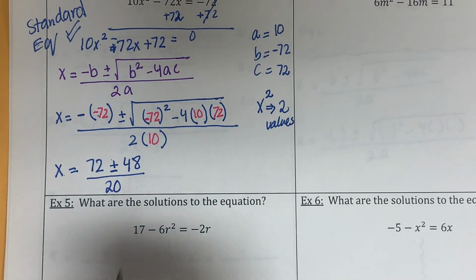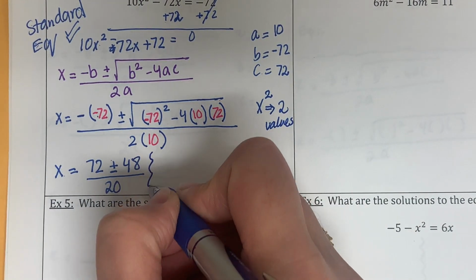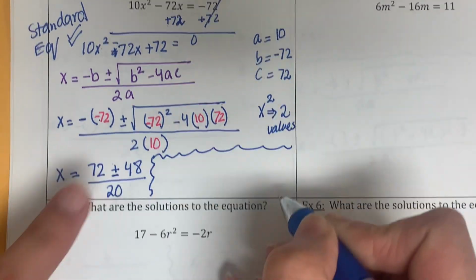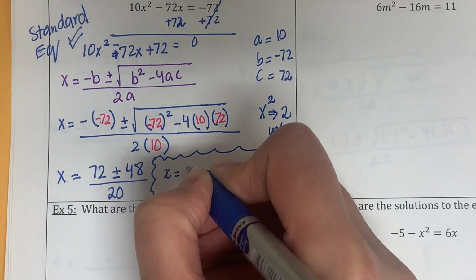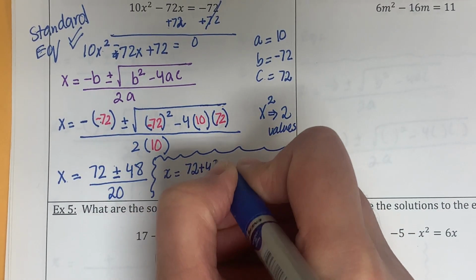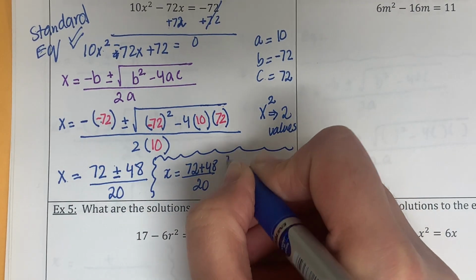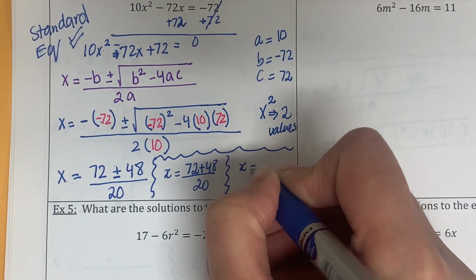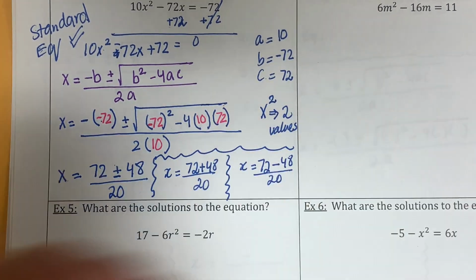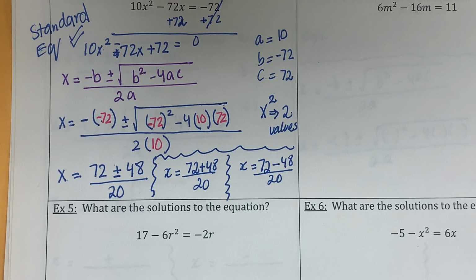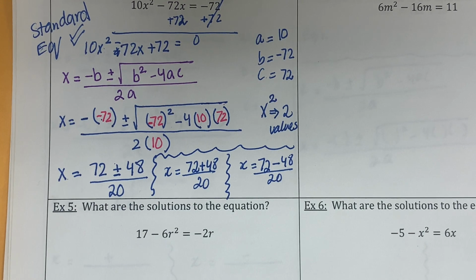How do I get 2 numbers? It's the old concept that we did. I'm going to write that equation one time with the plus and one time with the minus. So x would be 72 plus 48 over 20, and x would be 72 minus 48 over 20. You can calculate all of that using the calculator as well, because the calculator is allowed on this question, so why not?